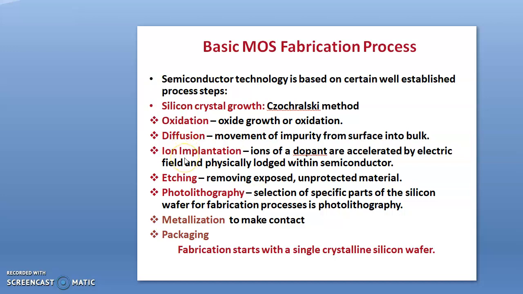Ion implantation. This ion implantation is also used in the fabrication process. In that, the ions of a dopant are accelerated by an electric field and physically lodged within the semiconductor. Deep into the semiconductor we can do the doping of the impurities. So ion implantation is a very sophisticated process we use whenever it is required.